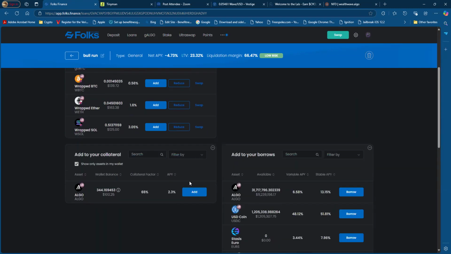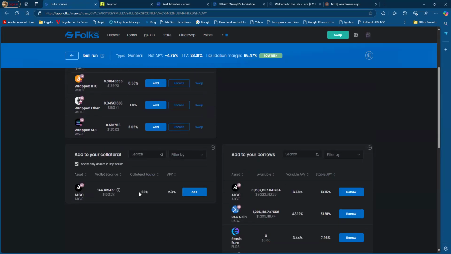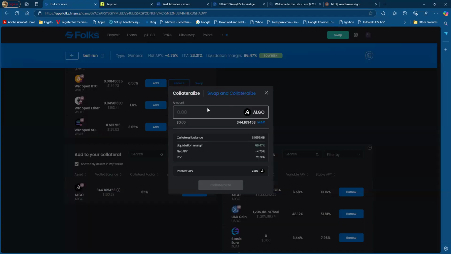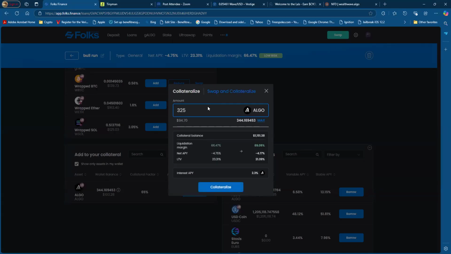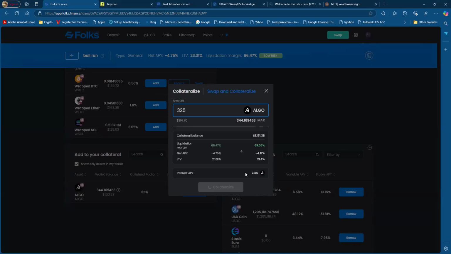And, like I said, one cool thing is instead of having to take this algo and sell it, I could collateralize it and then borrow in whatever the asset is. So if I wanted to take that, I could instead of borrowing, you're compounding your yield. Yeah.